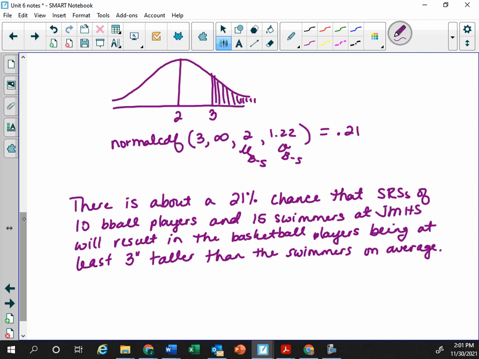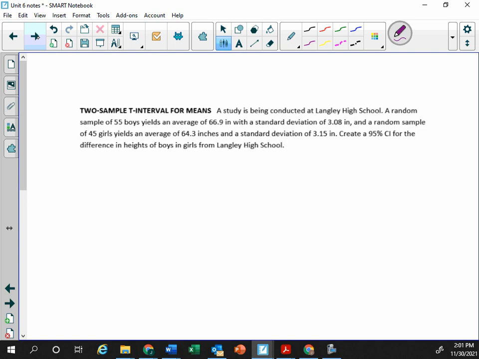All right, guys, turn the page when you're ready. Okay, we're going to do a t-interval this time for means. So again, we're changing the problem. Sticking with boys as basketball players, change that. And change girls to swimmers. What's wrong with this?